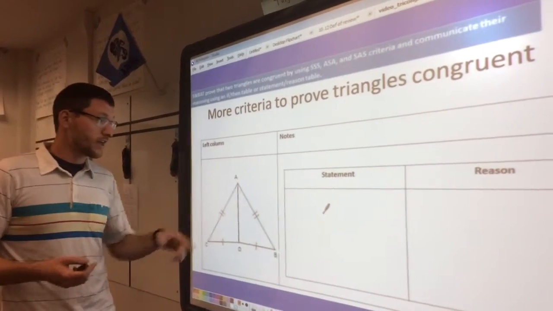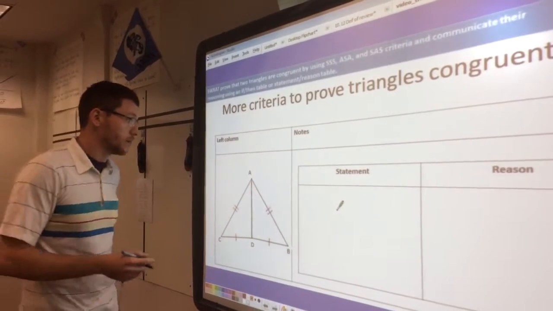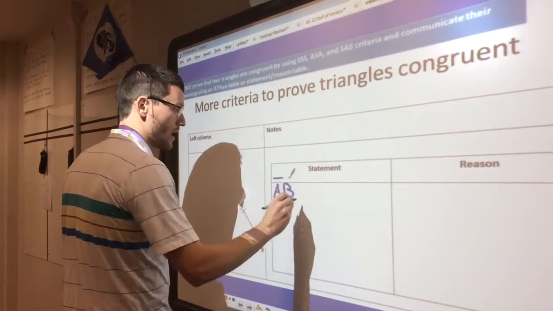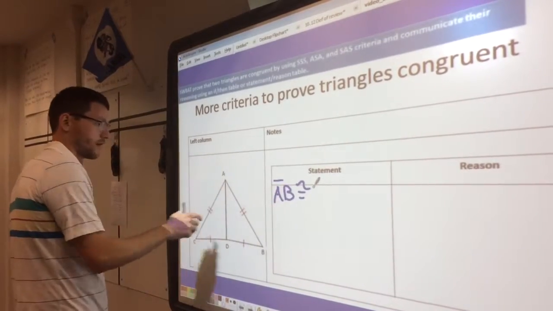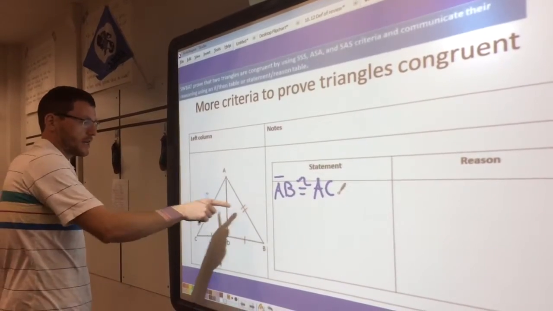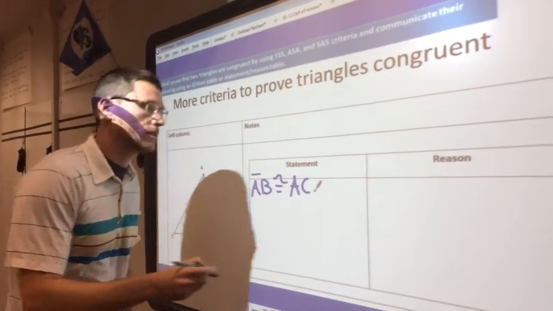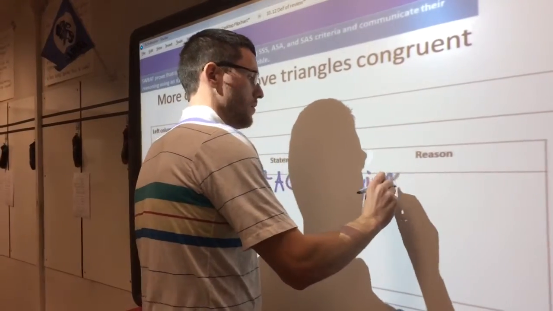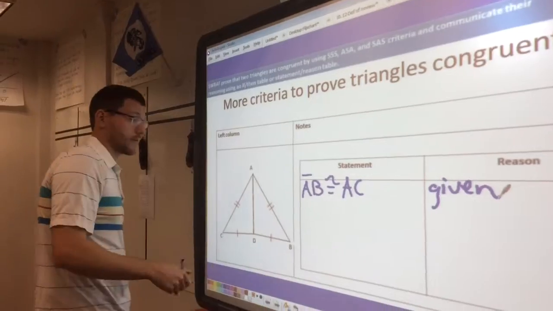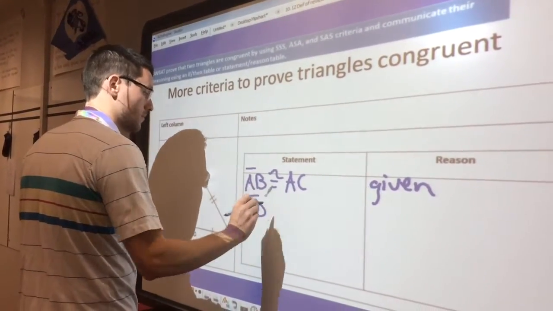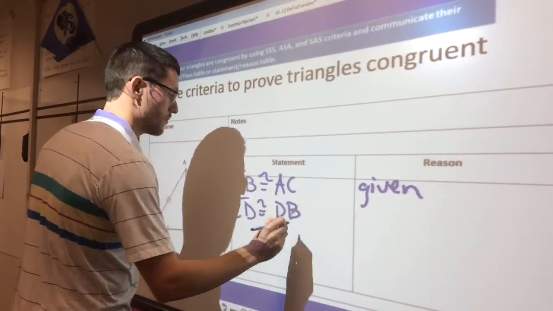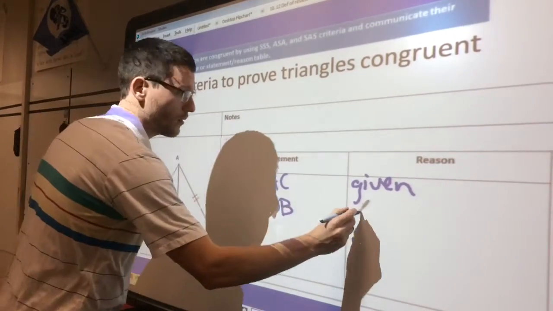Okay? And to show our thinking, we're going to write these out in a statement reason table. So if I look here at the two slash mark side, that's AB, and it's congruent with this other guy over here, AC. And how do I know that? Okay, I know that because it's marked on the drawing, so I can say that that's given to me. Right? Whoever made this problem gave me that information. Okay? Same thing down here, we've got CD and DB. Okay? And once again, I was given that information.